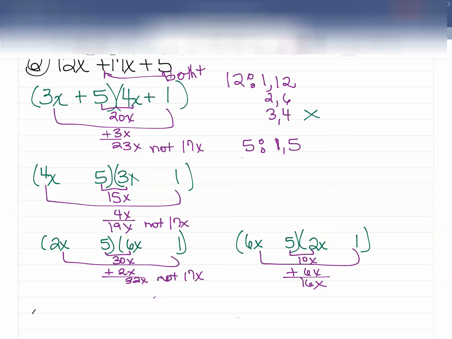So now I've tried the 2 and the 6 with the 1 and the 5. Where I have the 5 then the 1, then where I have the 1 then the 5. And it didn't work. None of them gave me my 17x.